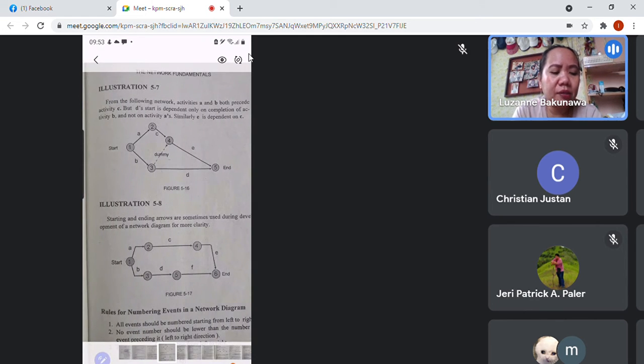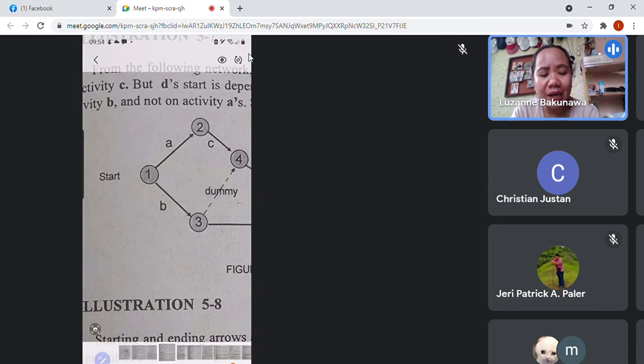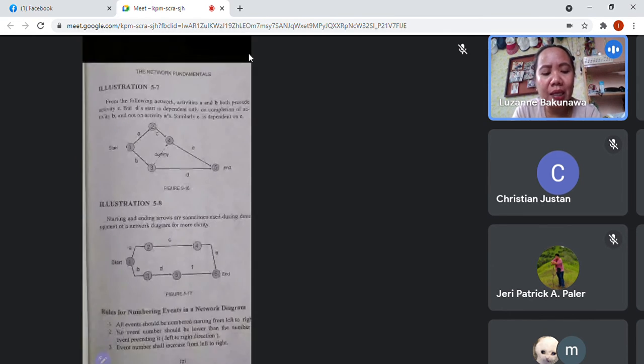Then we have this one. Say A, from the following network, activities A and B both precede activity C, but D starts independent. So, si A kuno and B both start. Nagsugod silang duha, nagdungan sila, starting point nila is 1. Ang event nila is 1, no? Nagdungan sila og sugod.